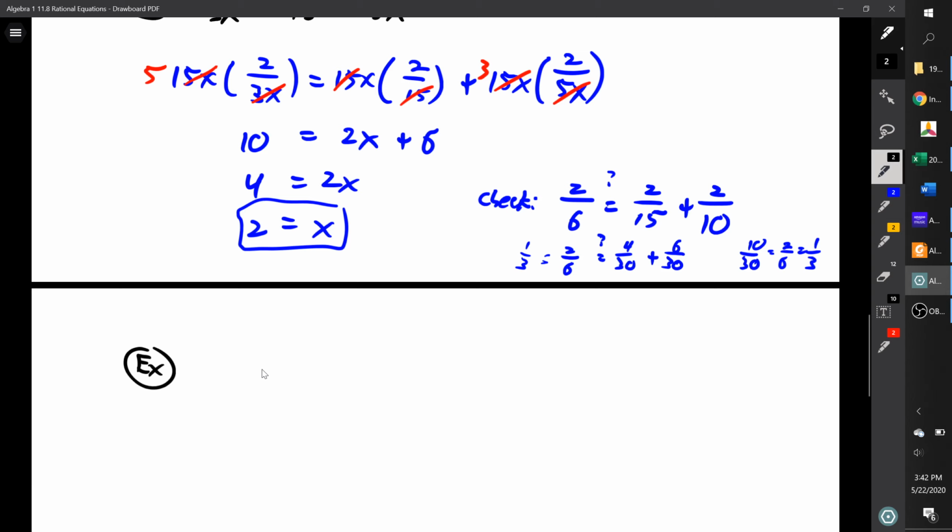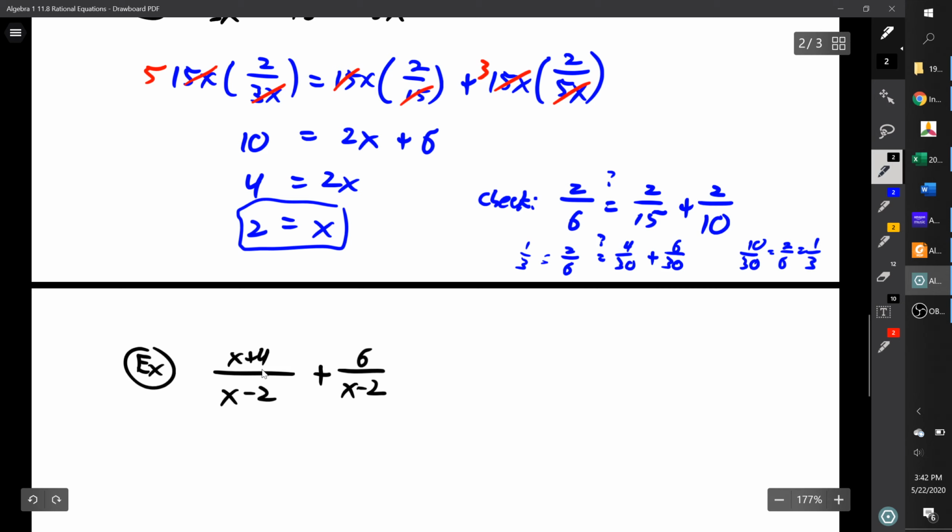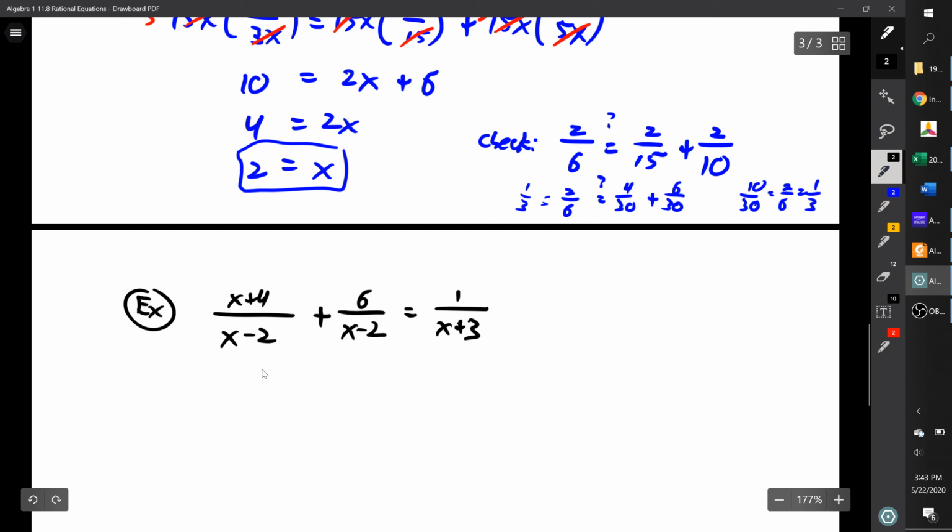Something a little uglier like this: x plus 4 over x minus 2 plus 6 over x minus 2 equals 1 over x plus 3. All right, so let's find our LCD, least common denominator.